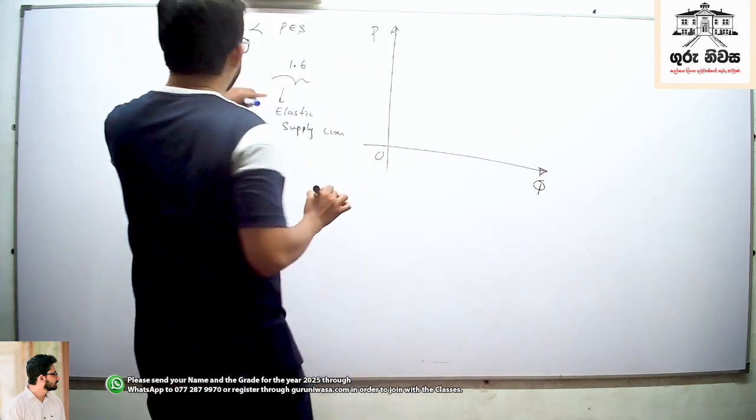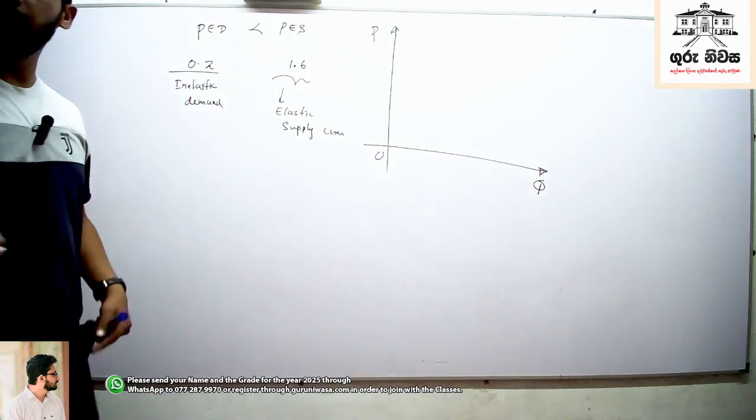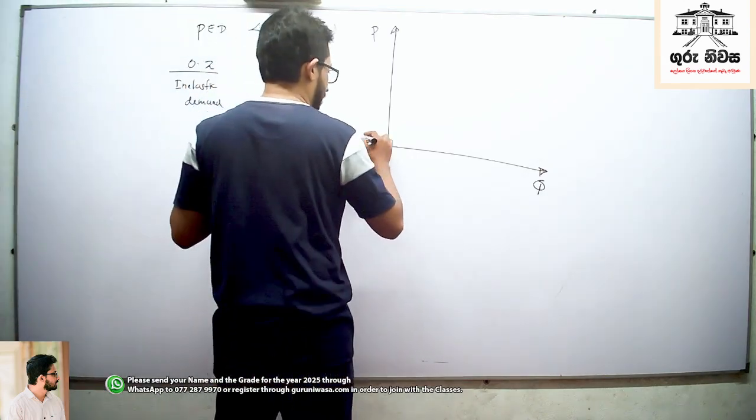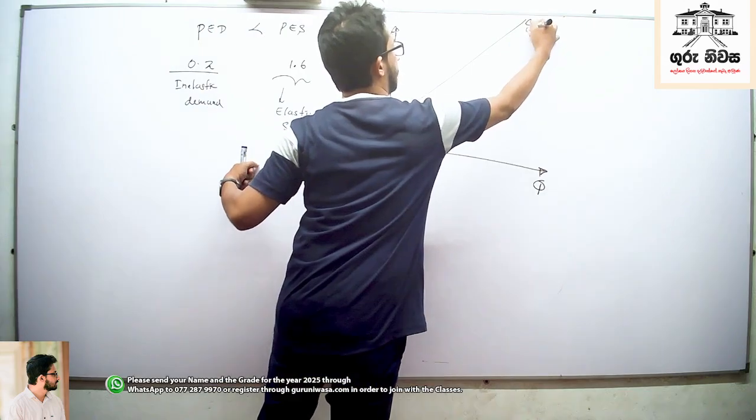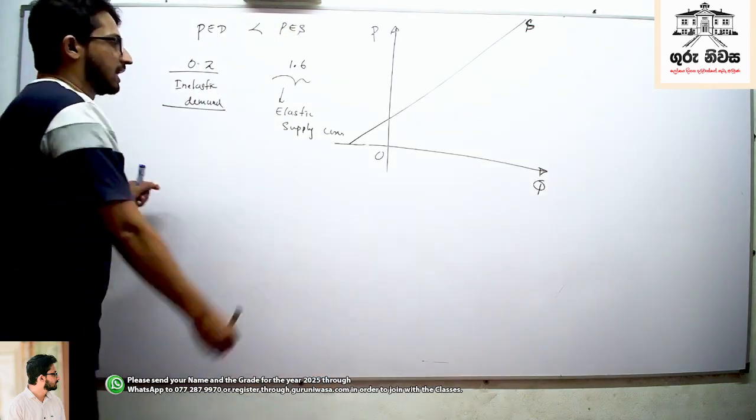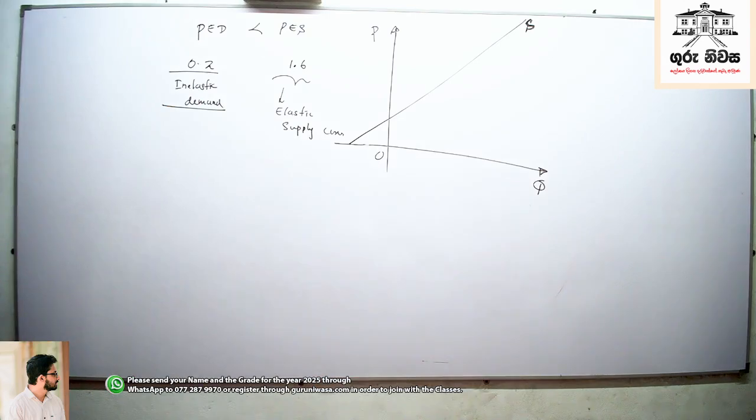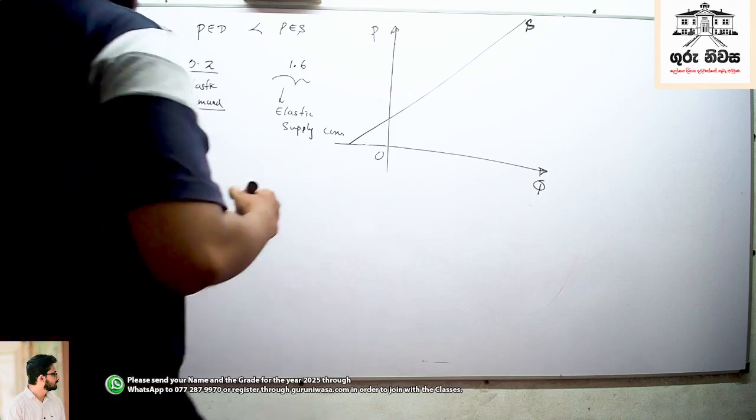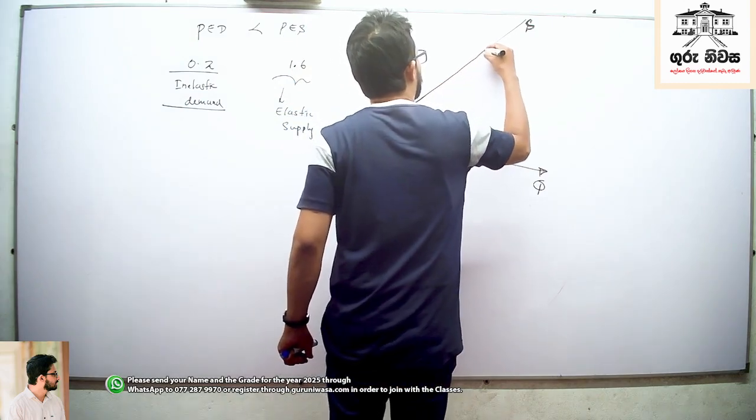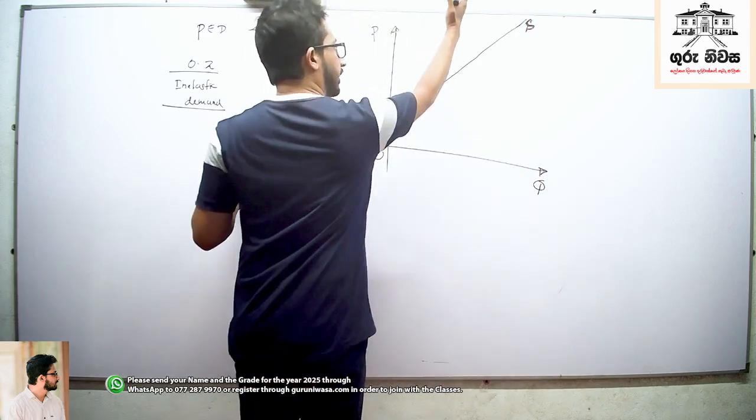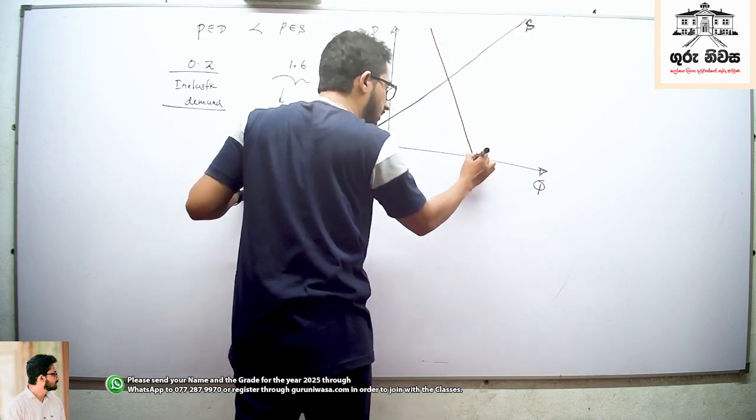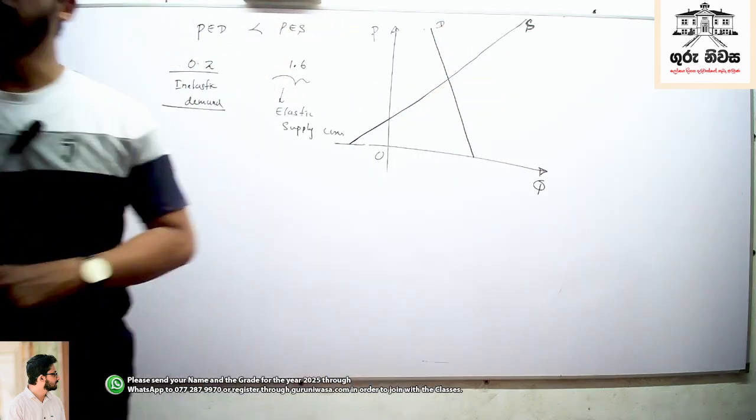The elastic supply curve starts with a minus intercept from here, like this. This is the supply curve which has elastic supply. Then demand is inelastic. How to draw an inelastic demand curve? Perfectly inelastic is like this. Inelastic goes like this. This is the inelastic demand curve shape.